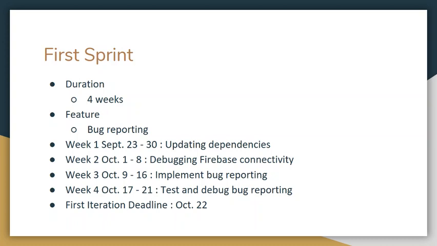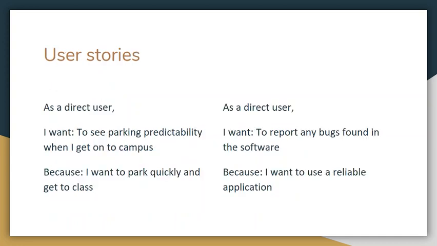Our first sprint, which will take about 4 weeks, has a main feature of bug reporting. However, the app right now is pretty buggy, so we're having to spend a week to update all our dependencies and get it working. And then a week debugging some of the issues with connecting to Firebase. Then we'll start implementation once we get all the bugs they wanted us to iron out. And then we'll, of course, test that.